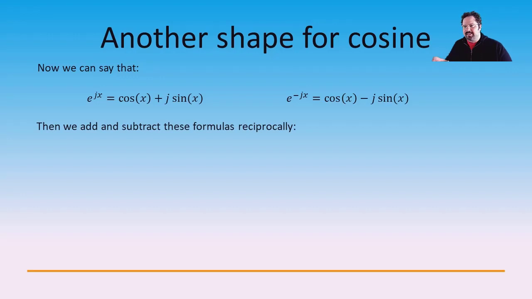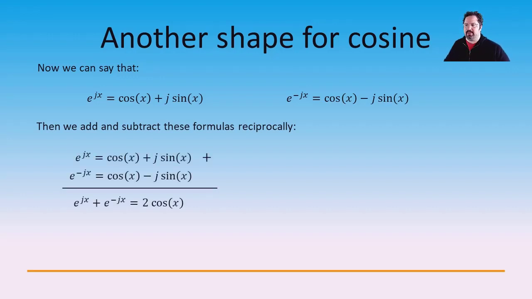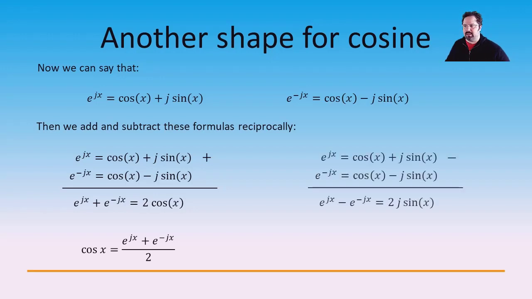So then we add and subtract these formulas reciprocally, and we obtain, if we add them to one another, the expression that you can see, and finally an expression for cosine with exponential function. A similar result is obtained subtracting the two formulas, and we obtain an expression for sine with exponential function.